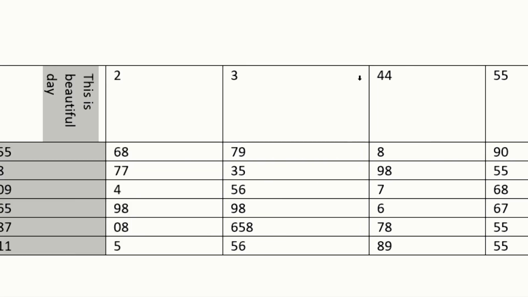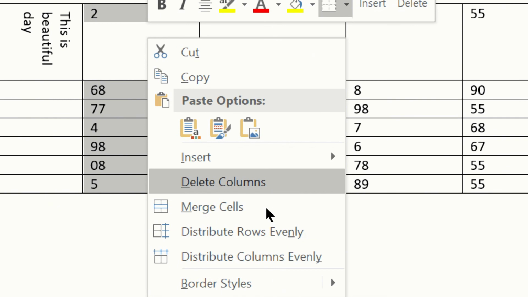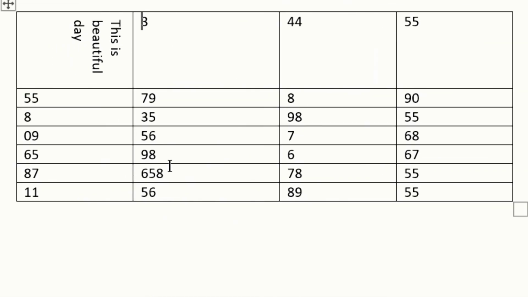Now let's see how to delete a full column. For that, select the column and right click, then select the delete column option. You click that delete column, then that column will be deleted from the table.